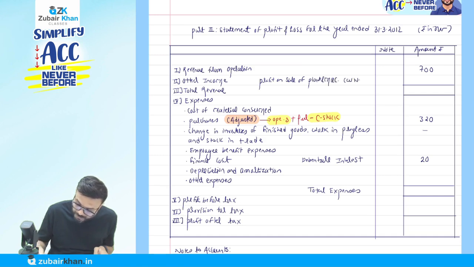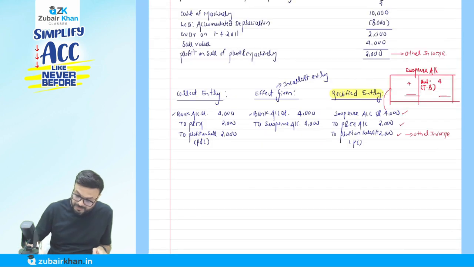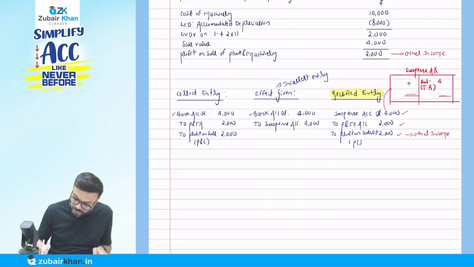Working note number 1 also. We have calculated the amount there too. You got the point here? Okay. So we have given the effect of all these items. This rectified entry is what we have to pass.